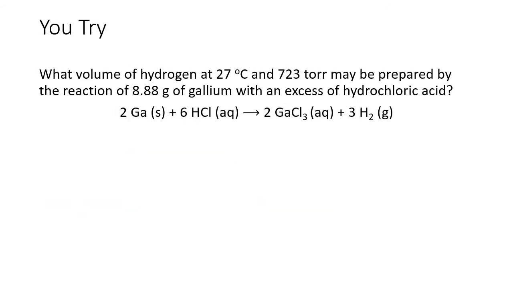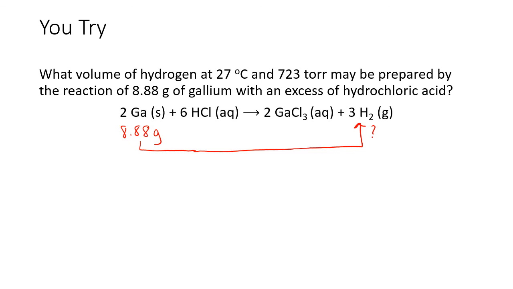What volume of hydrogen at 27 degrees Celsius and 723 torr may be prepared by the reaction of 8.88 grams of gallium with an excess of hydrochloric acid? So once again, we're starting with something that is not a gas, so we can't use our volume shortcut. We have gallium, which is a solid, and we're trying to figure out how much hydrogen gas can be produced, the volume of hydrogen gas.